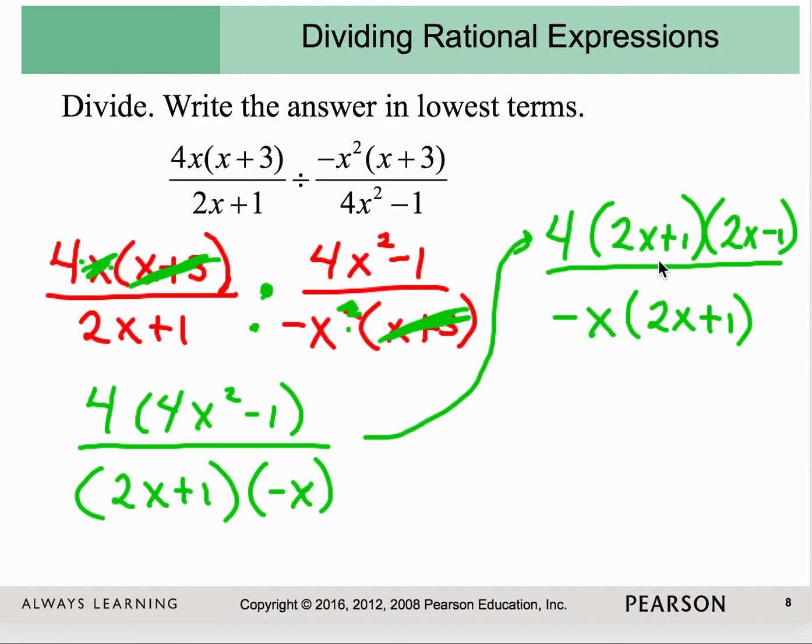And now I have a 2x plus 1. So 4 times 2x minus 1 on the top and a negative x on the bottom. And these won't cancel because there's not a times between here. There's a minus, a plus or a minus.